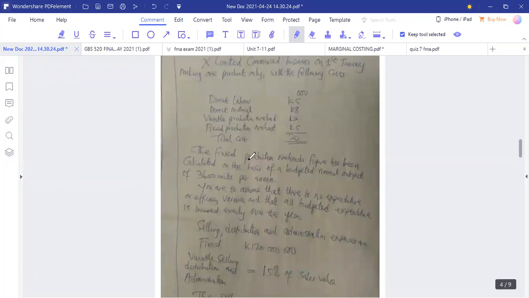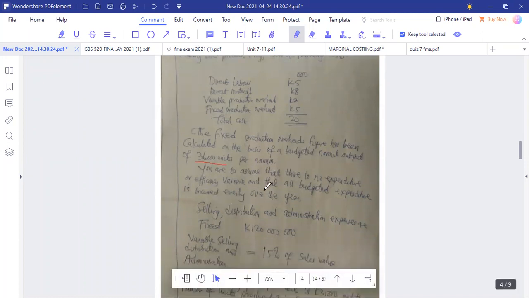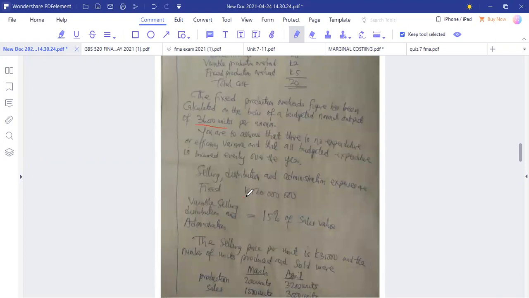Now, the fixed production overhead figure has been calculated on the basis of a budgeted normal output of 36,000 units per month. You assume that there is no expenditure or efficiency variance, and that all budgeted expenditure is incurred evenly over the year. All right, selling, distribution, and admin expenses are fixed, we have 120 million. This is for the year, so we can divide that by 12 as we go down in the solution.